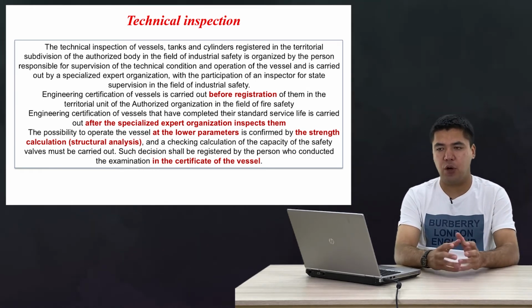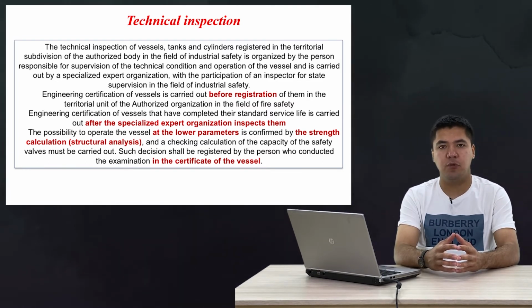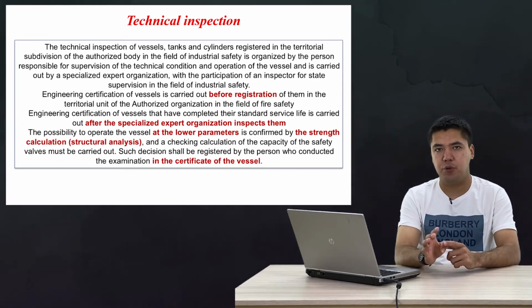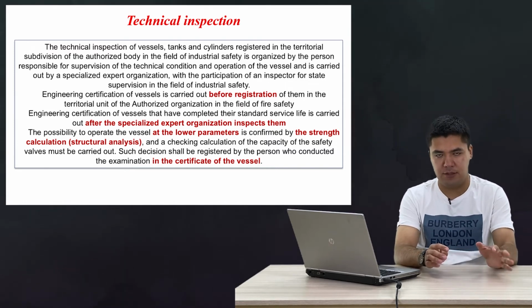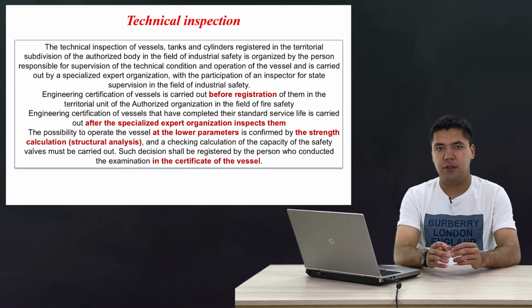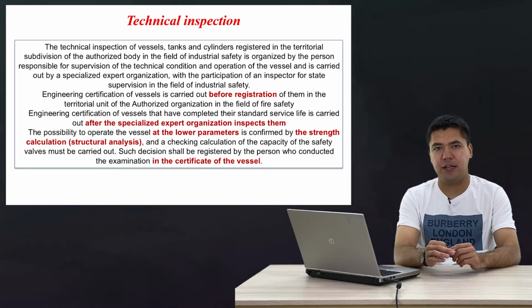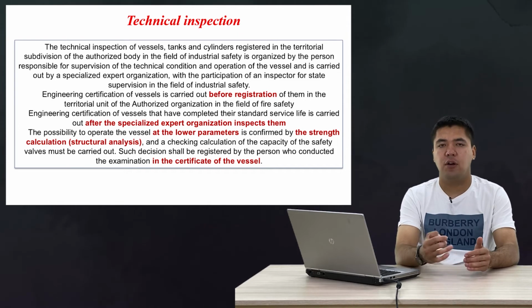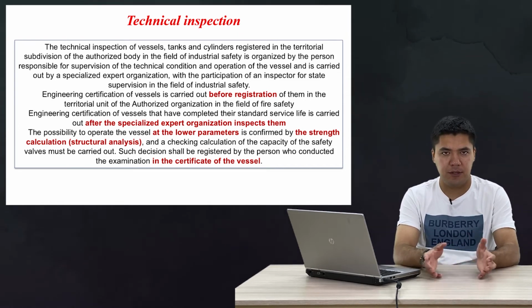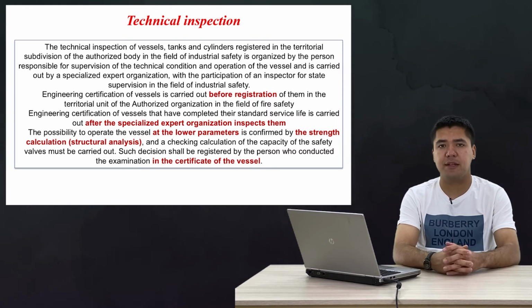How can we do it? In order to do technical inspection, we need to involve three different parties. The first is the person who is responsible for the pressure device in the company. The next one is the expert organization that directly does technical inspection. And the last one, if it is required by law, we need to involve also state inspectors acting on behalf of the industrial safety authorities of the Republic of Kazakhstan.